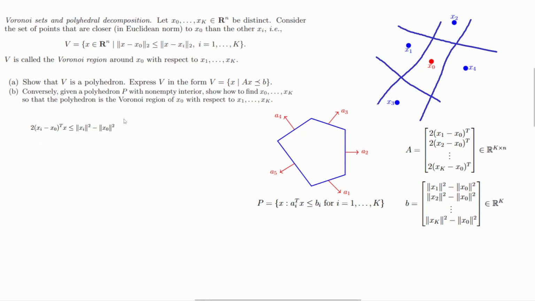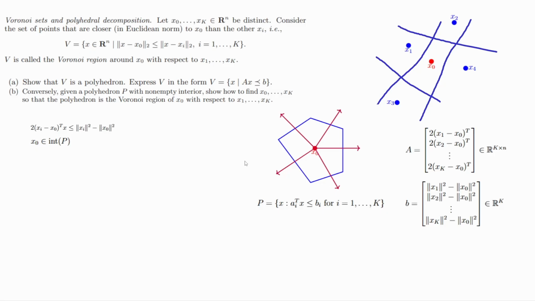So here's my solution. Here's how we construct all these xi's. The first step is to pick x0 to be any point in the interior of P. This is possible because remember P has a non-empty interior. Now for each half-plane i, construct xi by moving x0 in the direction of the outward normal. So why would we do this? Well, think about what we need. We need the perpendicular bisector of x0 and xi to be the ith face of P.